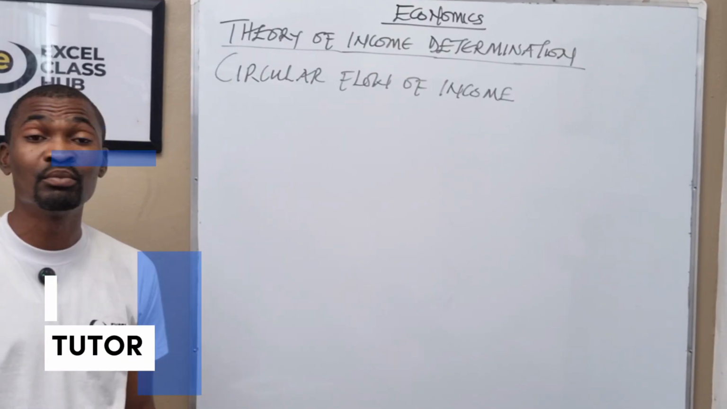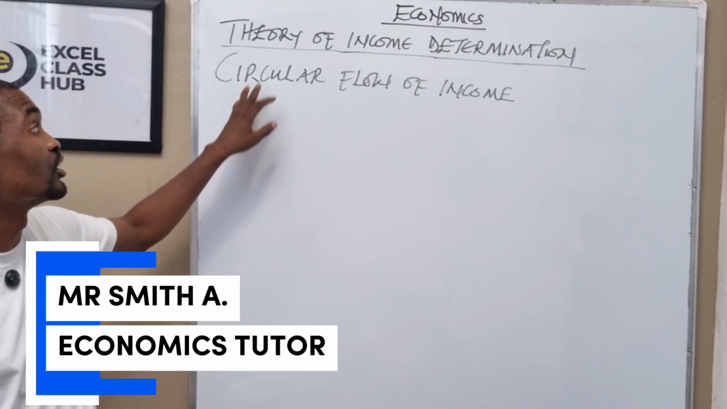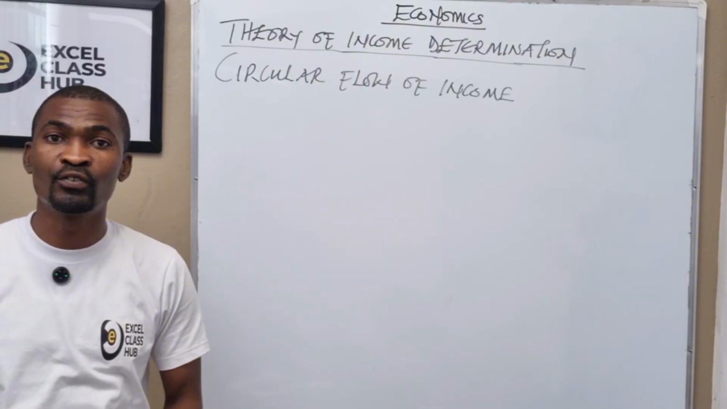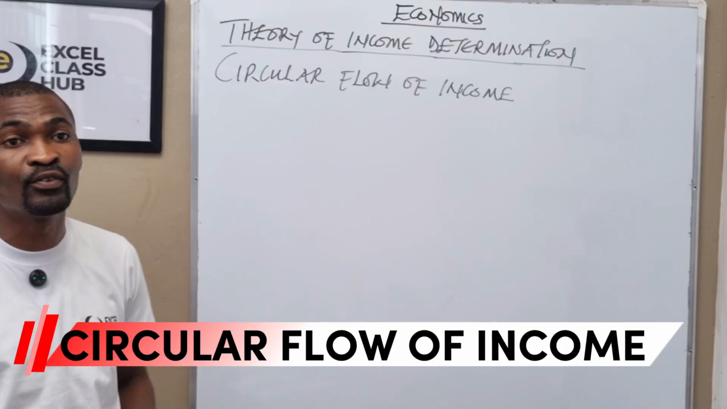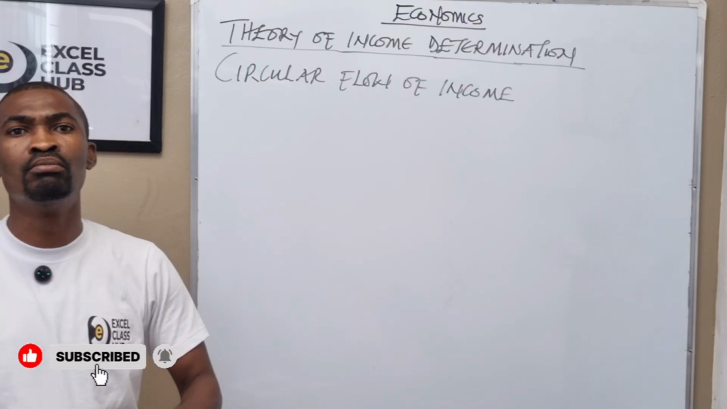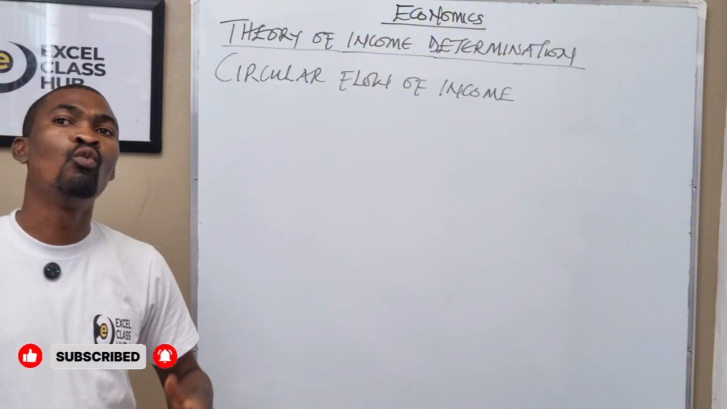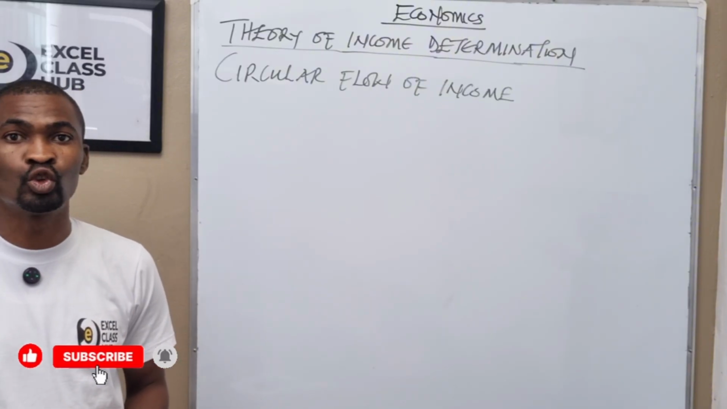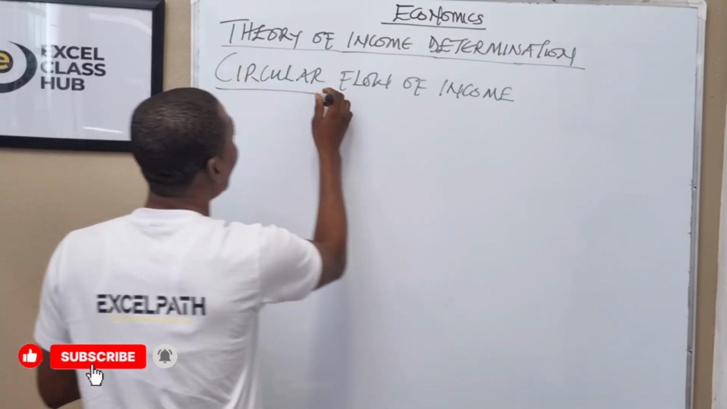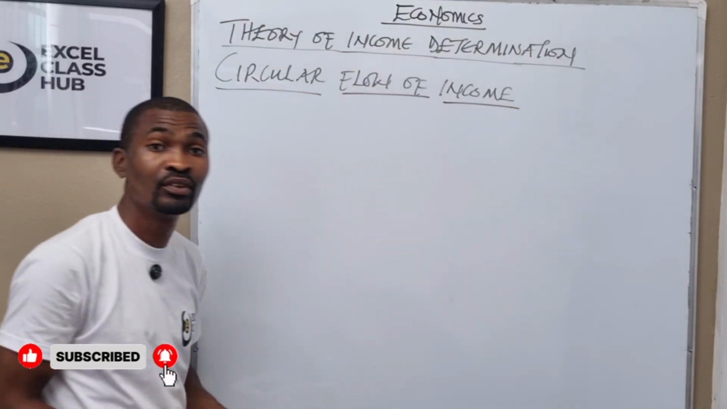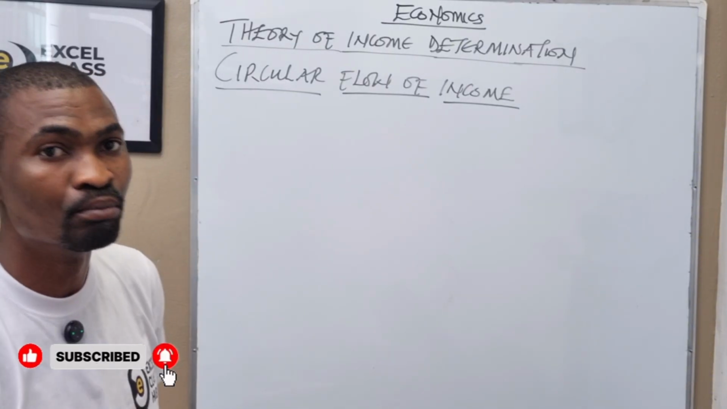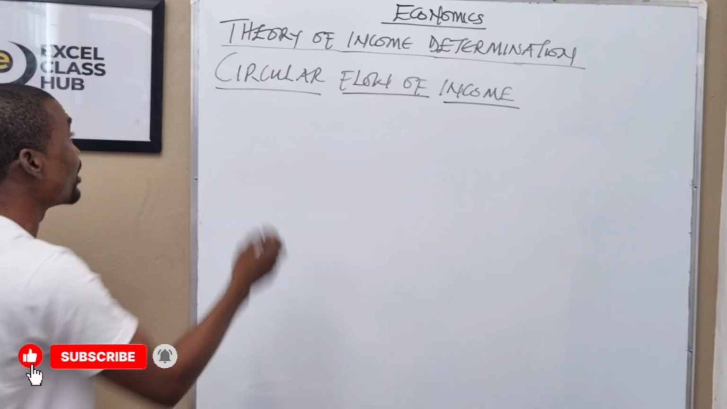My name is Mr. Smith. We are going to be looking at the theory of income determination. And our subtopic is what? Circular flow of income. Now, what do you mean by circular flow of income? Circular flow of income refers to how money flows from one sector of the economy to another. So, under circular flow of income, we have the two-sector model, the three-sector model, as well as the four-sector model. So we are going to start from the two-sector model.